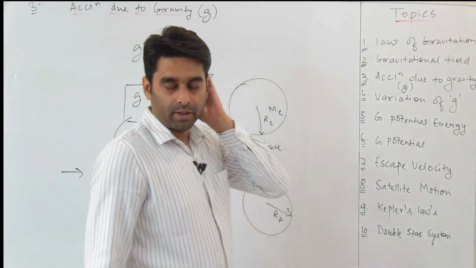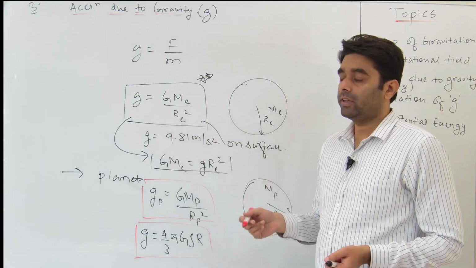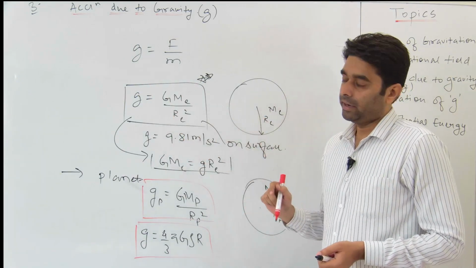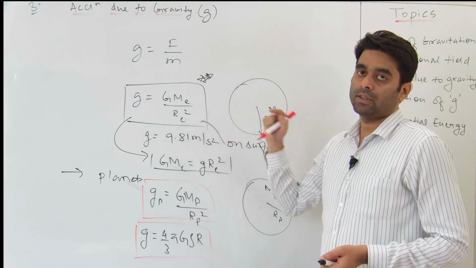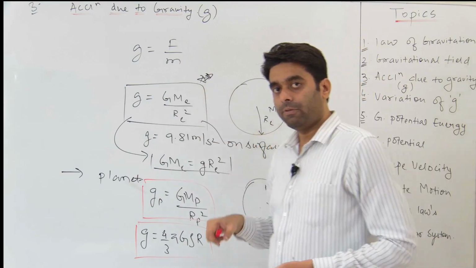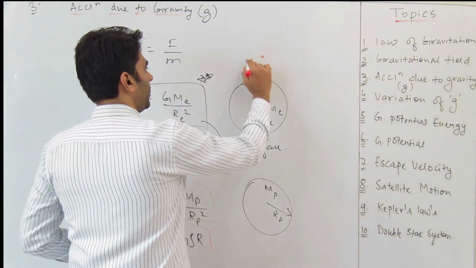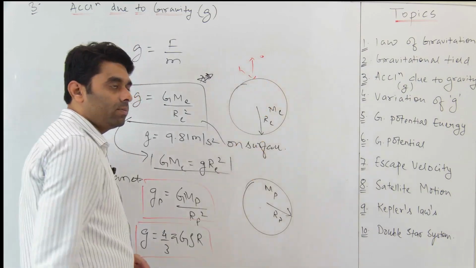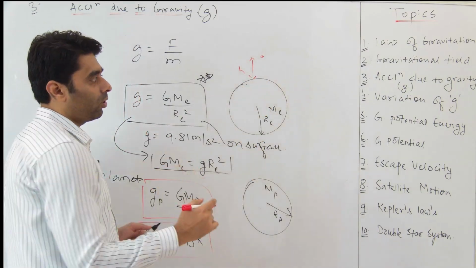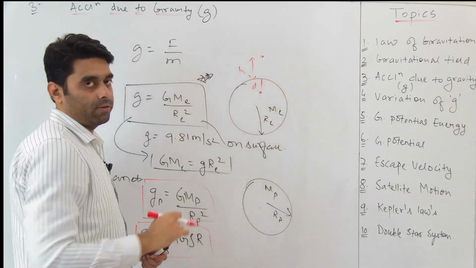Now we have seen that acceleration due to gravity depends on your separation, basically the distance from the center. This result we have written for the surface: on the surface of Earth, g = GM_E by R_E squared. What if we are talking about away from the surface? What if we are talking about a point present at a height h from the surface of Earth? What if we are talking about a point at a depth d from the surface of Earth?